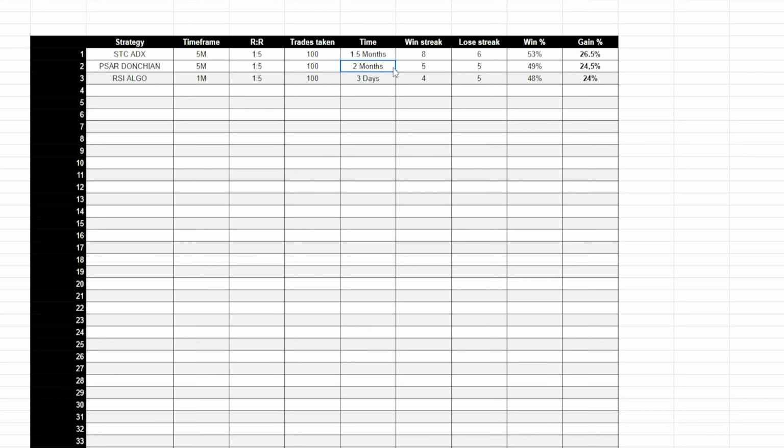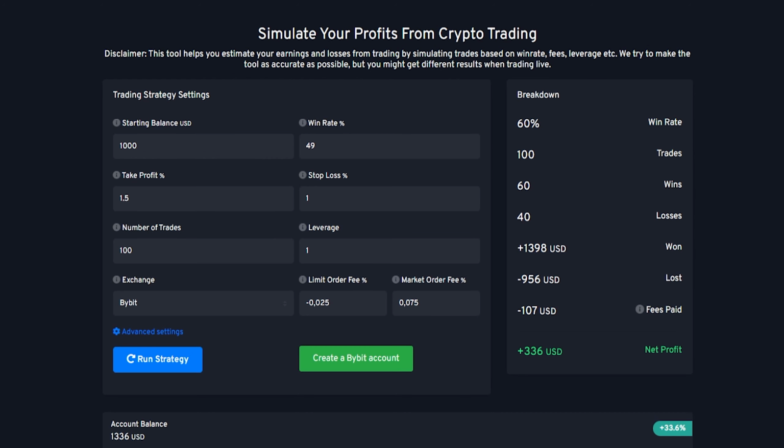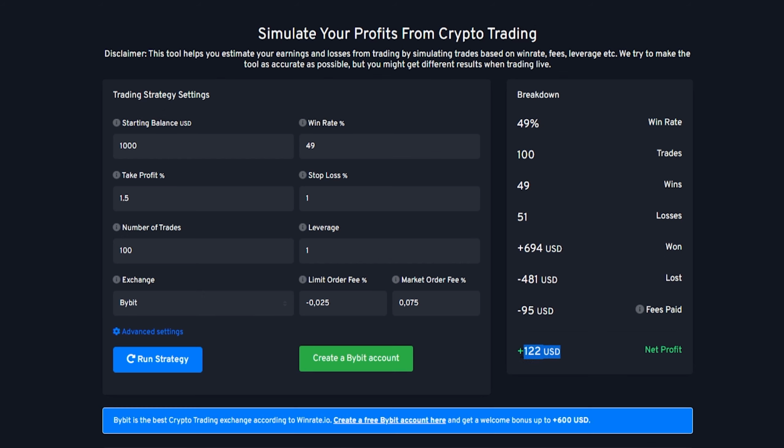And let's hop over to winrate.io. So I've added my win rate of 49%, take profit on 1.5, 100 trades, 1 leverage, using BYBIT, and a starting balance of 1K. That gives us around $120. But if you use leverage, like 5 leverage a trade, it would have made you like 50% of your portfolio.